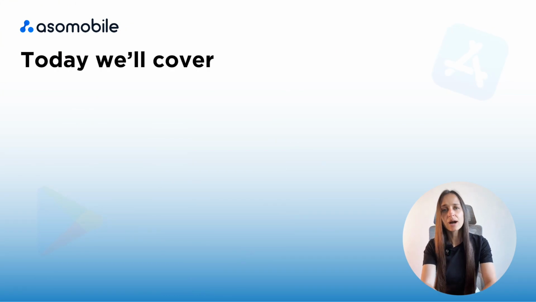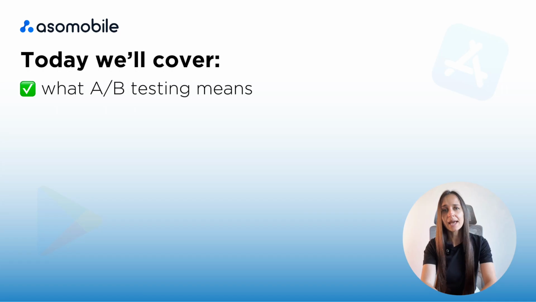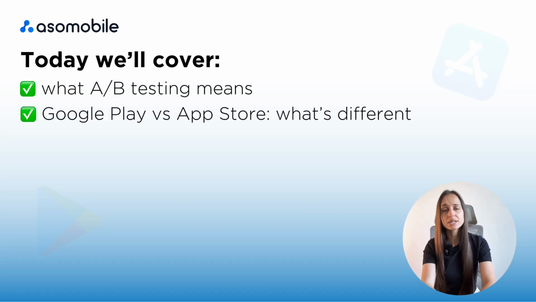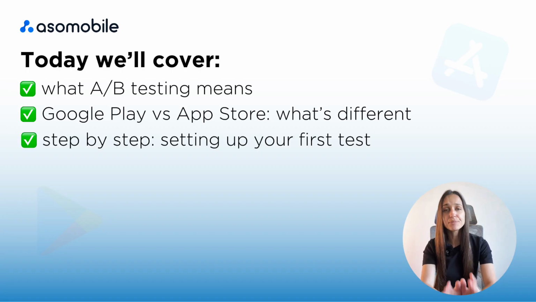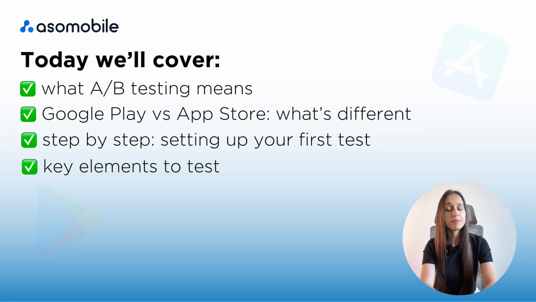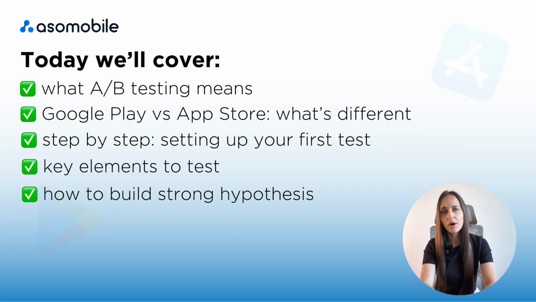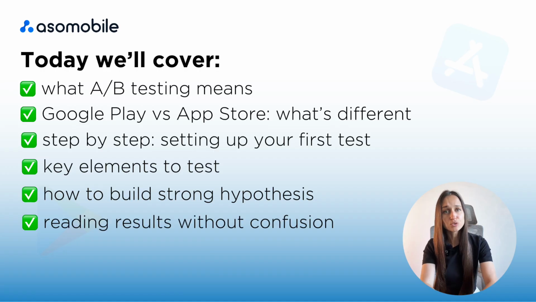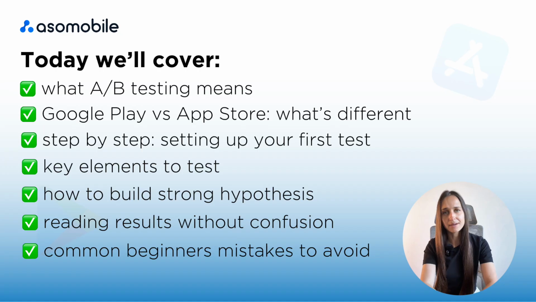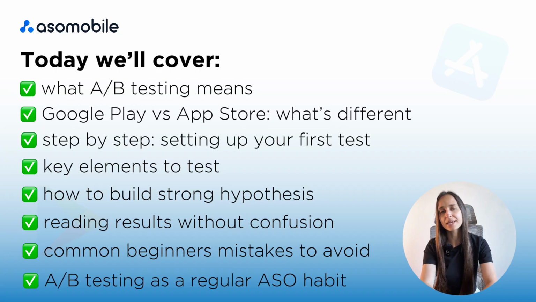In today's video, I'll show you what A/B testing actually means in simple words. How it works differently in Google Play and the App Store. Step by step, how to set up your first test. The main elements you should test with examples. How to create hypotheses for A/B tests. How to read the results without getting lost. Common mistakes that beginners often make. And finally, some tips to make A/B testing part of your ASO strategy.